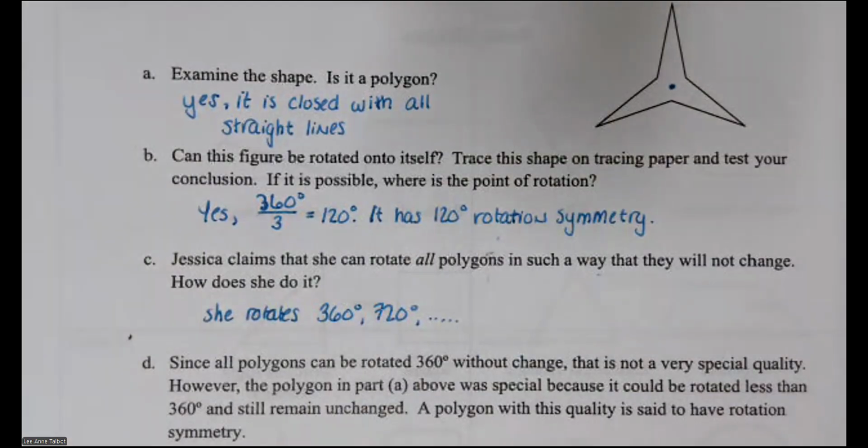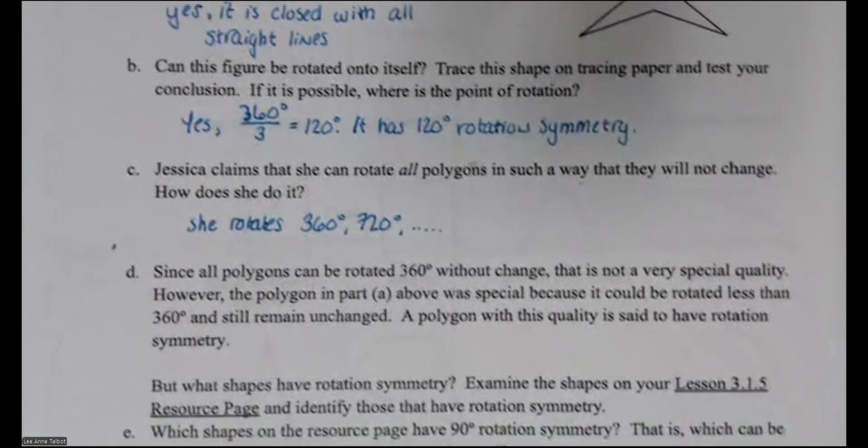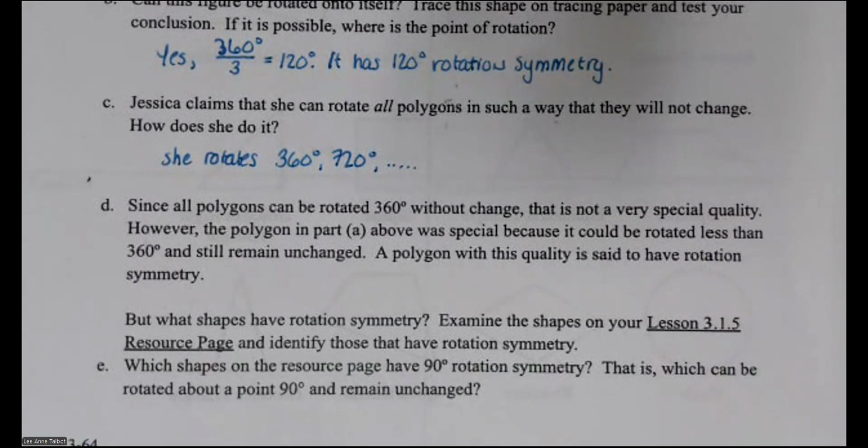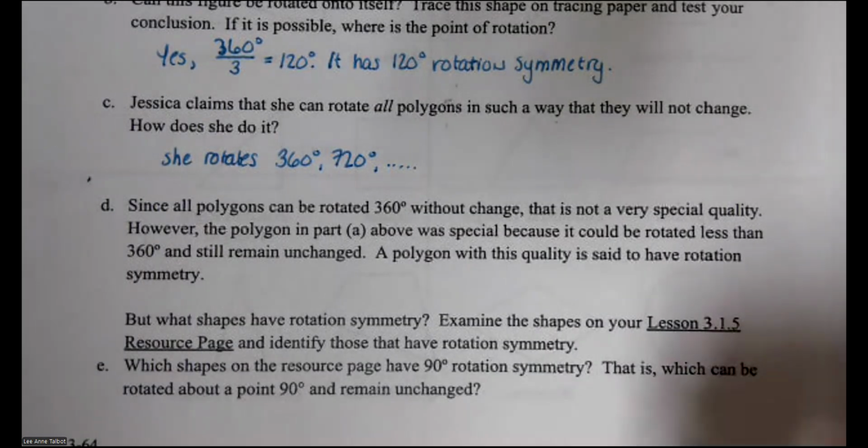A dot, dot, dot there. She could go 3 times around. She could go 4 times around. Since all polygons can be rotated 360 degrees without change, it is not a very special quality. However, the polygon in part A above was special because it could be rotated less than 360 and still remain unchanged. A polygon with this quality is said to have rotation symmetry.